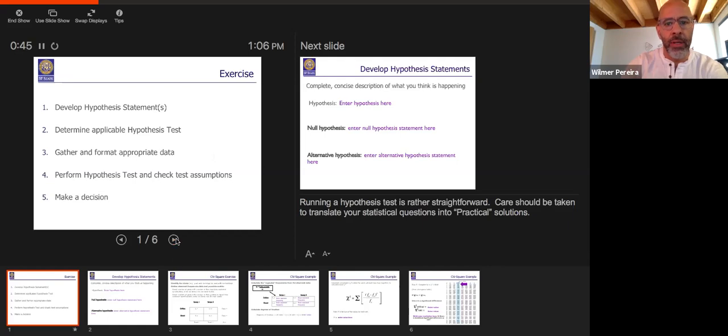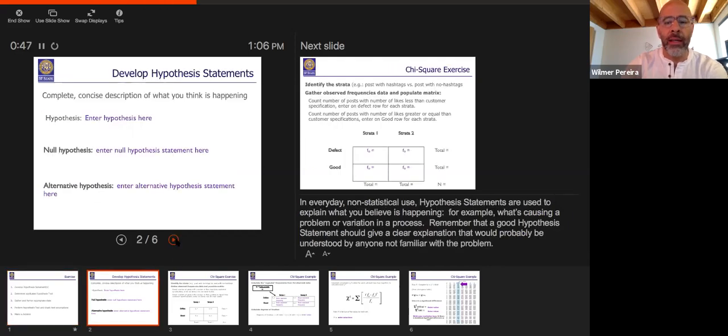The first step, so this deck is the one that you are going to use to submit your homework. So on slide number 2, you have to write what is the general hypothesis idea that you have. And then out of that, you will write what is the null hypothesis and what is the alternative hypothesis statements. So these are the 2 statements.